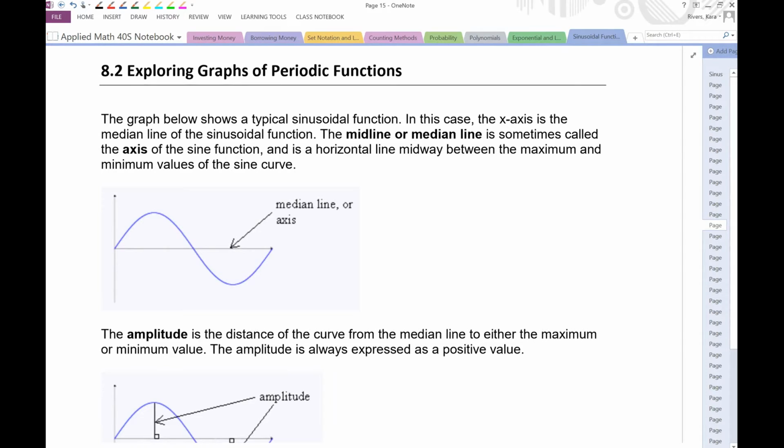So if you look here, our maximum is up here. Our minimum is down here, and then we've got this horizontal line which we call the median line, midline, or axis. So you're going to need a straight edge for this lesson because we're going to be drawing in that median line, and then we're going to be measuring the amplitude.